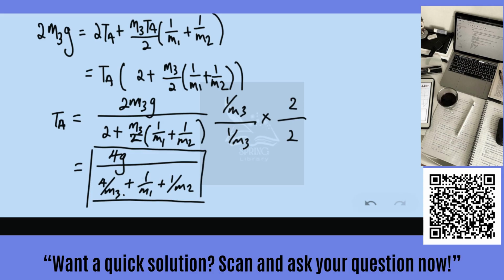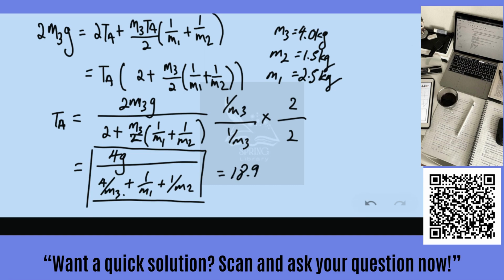So we just have to substitute in m3 to be 4 kg. Right, m3 is 4. m2 is 1.5. m1 is 2.5. We should get a value of 18.97 newtons. And using the previous Newton's equations, we should be able to get the acceleration for each one of them.